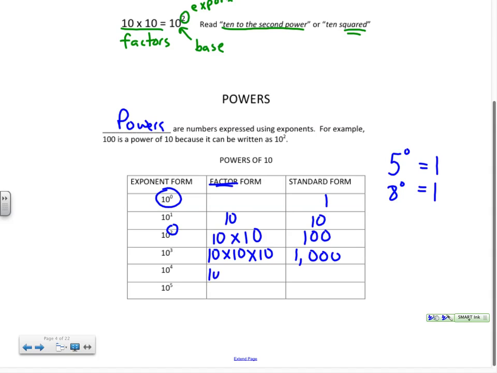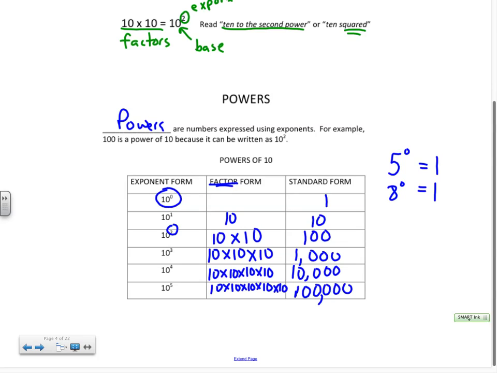10 to the fourth power means we take 10 and multiply it by itself 4 times, and that would be 10,000. And finally, 10 to the fifth power means we take 10 and use it as a factor 5 times, because 5 is the exponent. And I am going to count out 5 zeros here because that's a pattern if we look back in one moment. 1, 2, 3, 4, 5. My comma goes after every 3, so that's 100,000.